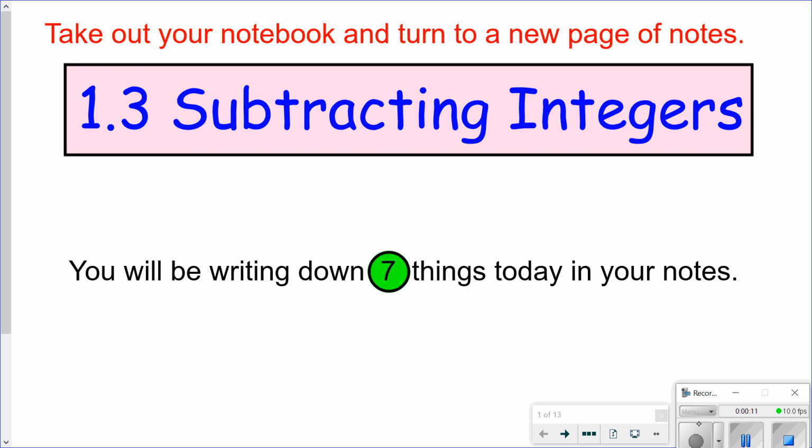So take out your notes and turn to a new page and start with the title at the top with 1.3. You're going to be writing down 7 things in your notes today.